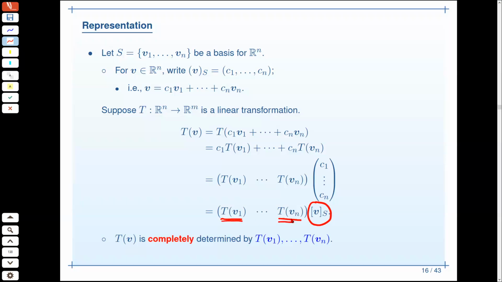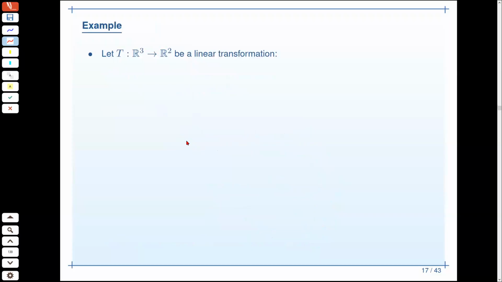TV1, TV2, TVn. Of course, the standard matrix will be different, but we know if T is linear, as long as we know what happens at a basis, then we know the image at any other points. So the basis is essential. But now the question is, if it is not the standard basis, how do we find the standard matrix? What is the relation between this matrix and the standard matrix for A?